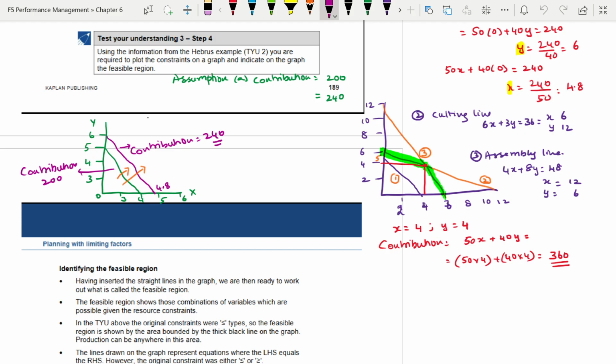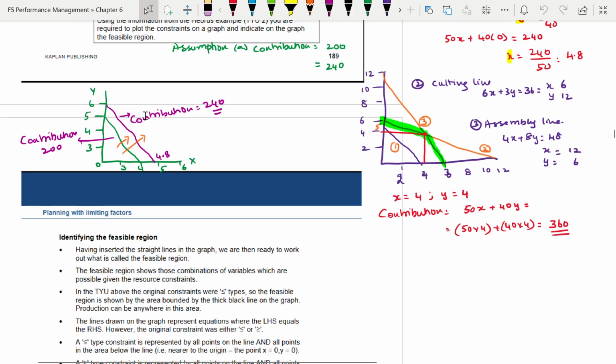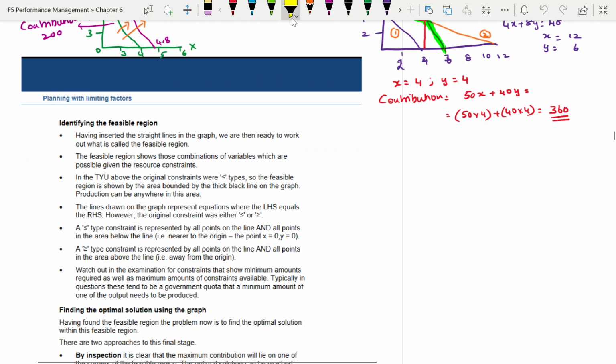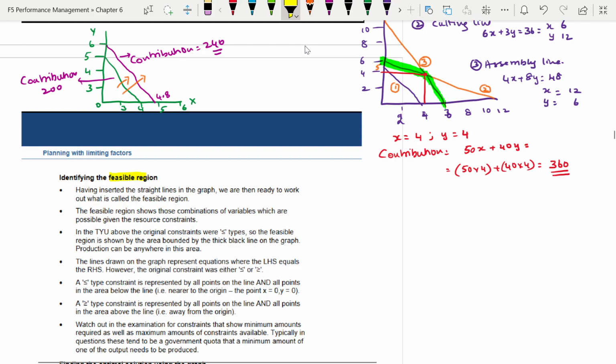We have calculated the x point and y point, and we have plotted them in graphs, and we have said how much resources we are going to utilize. Then we will see the feasible option. Here we have identified the feasible option. Feasible option means the one where we are going to have the maximum contribution. Okay, where we are going to have the maximum contribution.